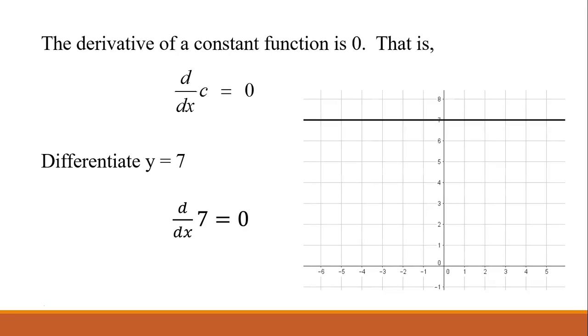Now the reason why a derivative of a constant function is 0 is that a constant function represents a horizontal line. And since a horizontal line has a slope of 0, the slope of any line tangent to that horizontal line is still that same horizontal line. So a tangent to that horizontal line still has a slope of 0.